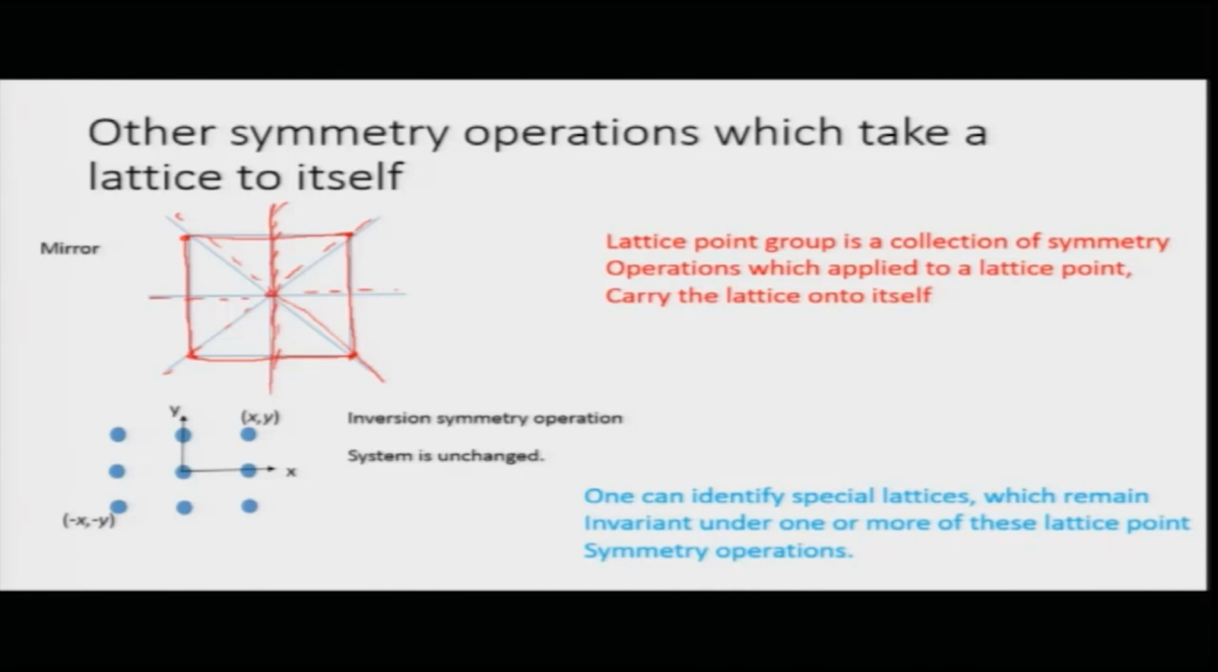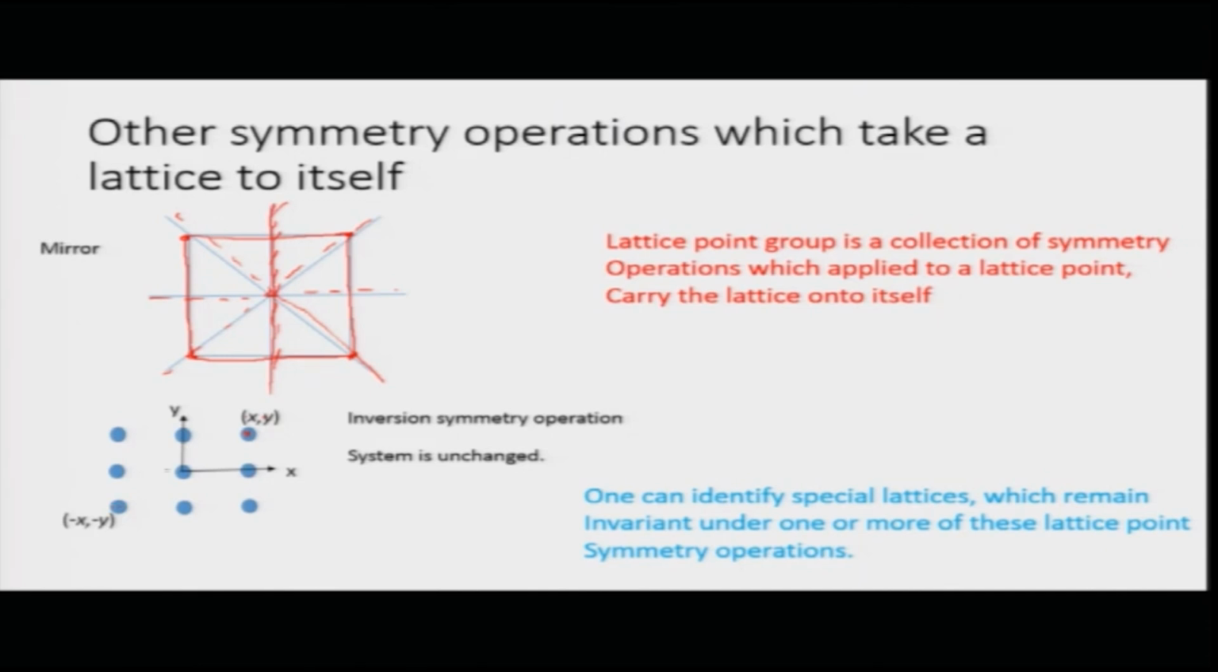The structure that you will get after the mirror operation will look exactly identical to the original lattice. So, we say that the lattice follows some sort of mirror symmetry. You also have inversion symmetry, where about a point you can take each point of the lattice and replace it by minus x and minus y. For example, suppose I take this point and replace the coordinates by minus x, minus y, I will find that there is another point which is sitting here.